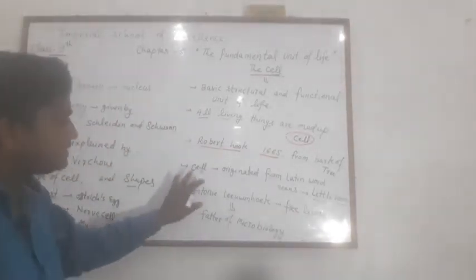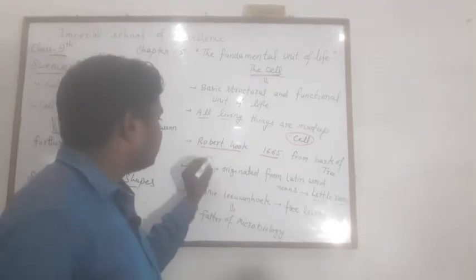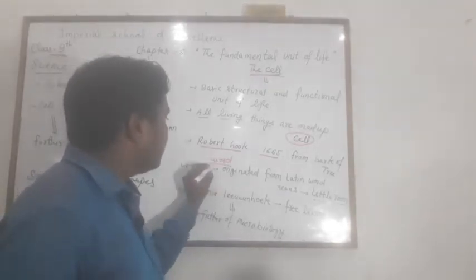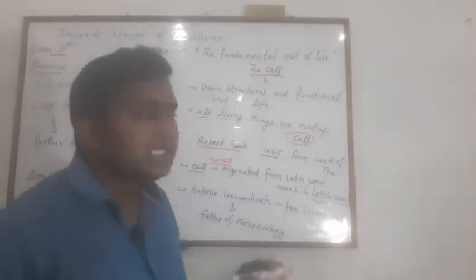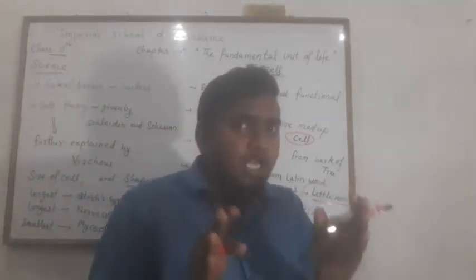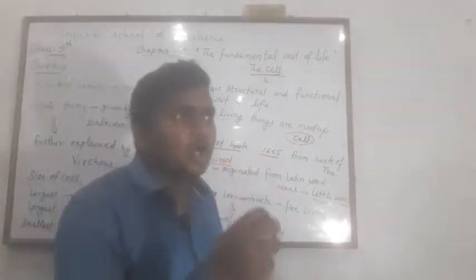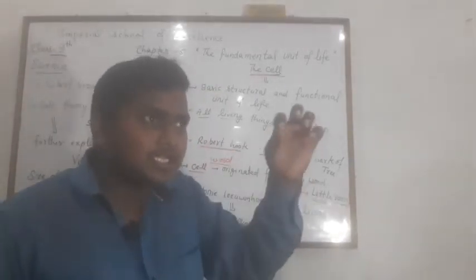Okay, so the cell word originated from a Latin word which means a little room. So what is the exact meaning of the cell? A little room. Okay, if you have seen the honeycomb, you will see that there are little rooms where each and every honeybee lives.